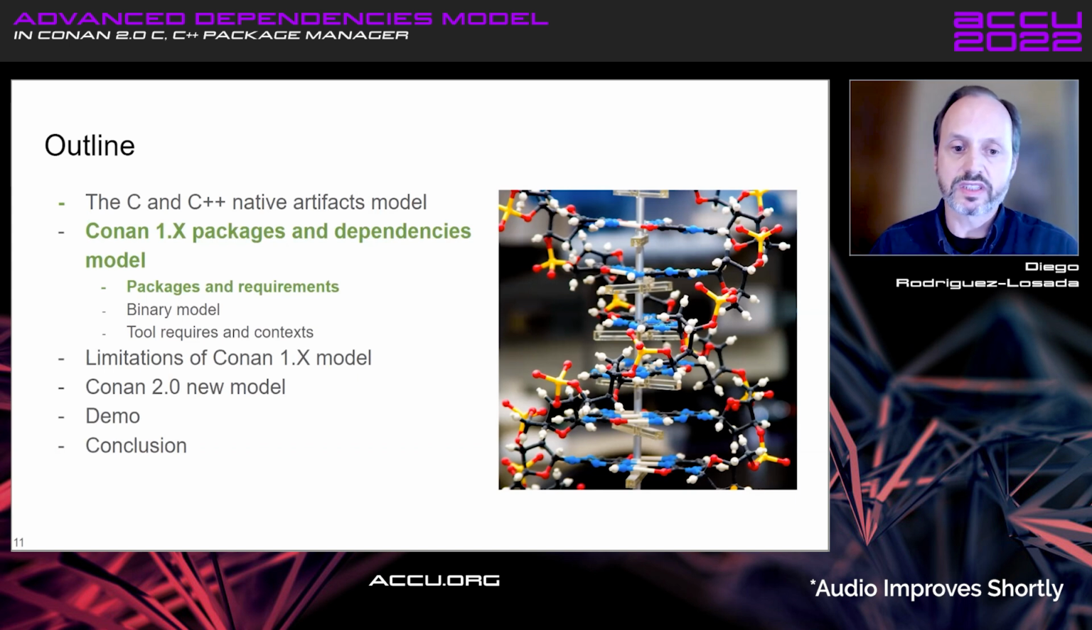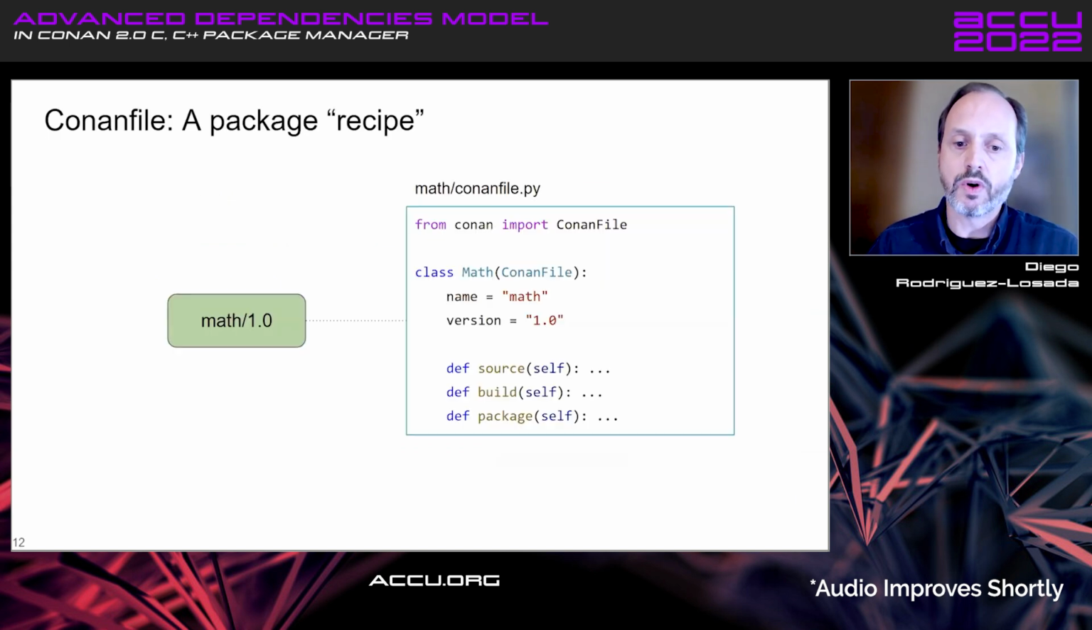And in this case, we will start describing the Conan 1 model and how it manages the packages and the binaries. First, this is the basics. We have the math library, and for creating a package of the math library, we have a conanfile.py. It's what we call a recipe. A recipe is a Python script that contains the description of how these package artifacts are built from sources.